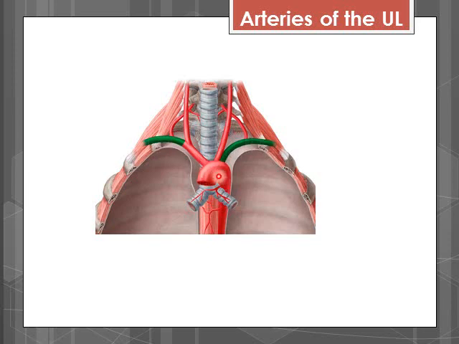This is the arch of aorta. It gives off three major branches: brachiocephalic artery, left common carotid, and left subclavian. The brachiocephalic artery gives off the right subclavian and the right common carotid. So the right subclavian artery is a branch of the brachiocephalic, but the left subclavian is a direct branch from the arch of aorta.